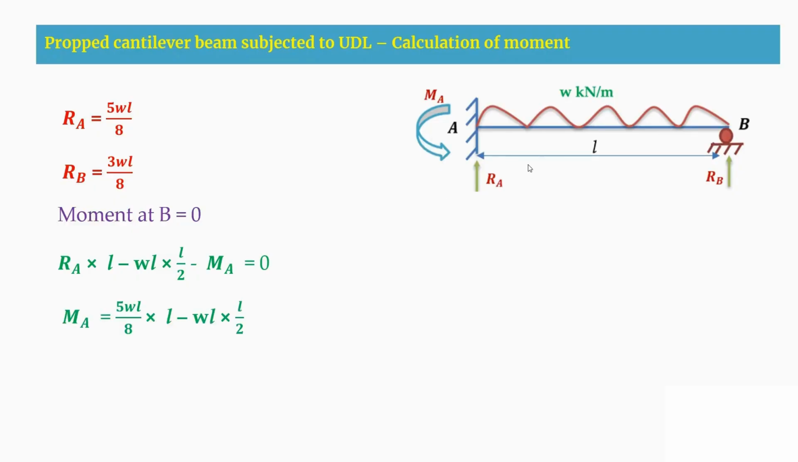Therefore, by solving this equation, we are going to have MA equal to WL square by 8. As we are getting the MA value as positive, the sign convention we assumed here, that is hogging in nature, will be the same direction only. Suppose if you are getting MA as a negative value, then the sign convention will be in the opposite direction. But as we got it in the positive direction, the sign convention will be in this direction only, that is anti-clockwise.